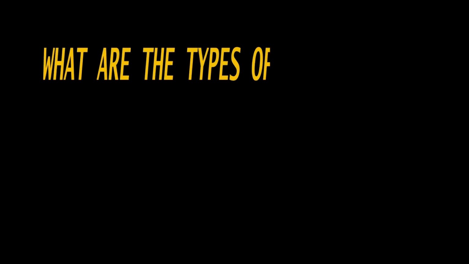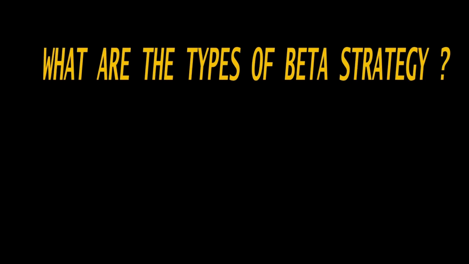What are the types of the beta strategy? Ray Dalio divided the beta strategies into two major types, namely 1. Strategic beta. 2. Tactical beta.